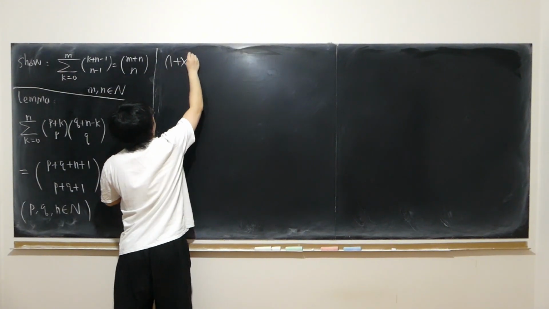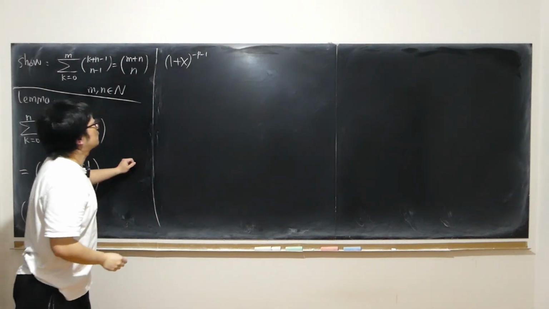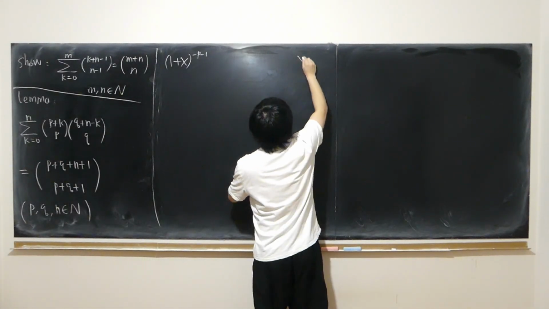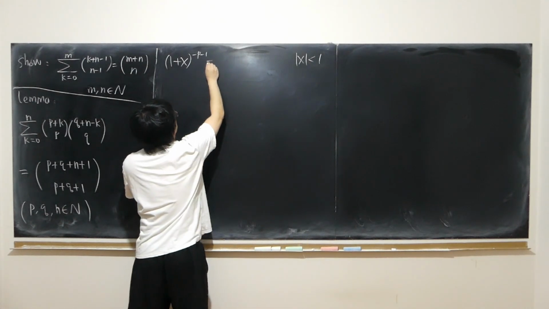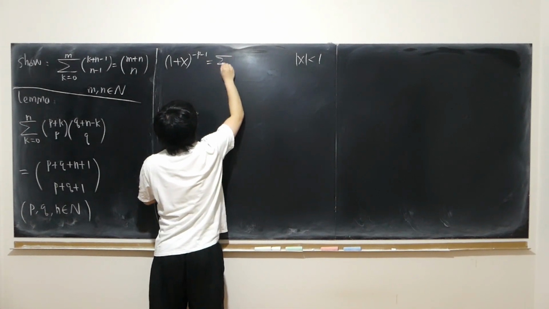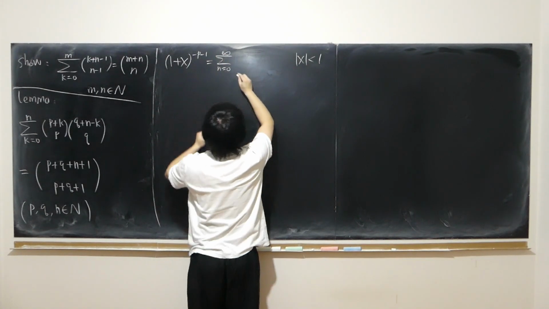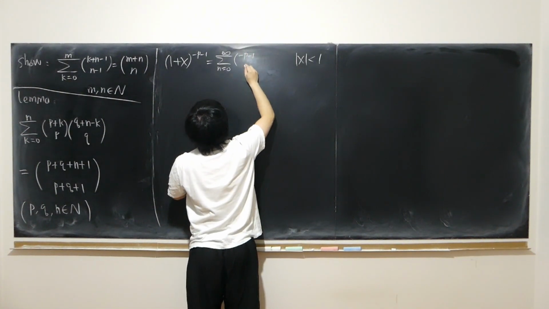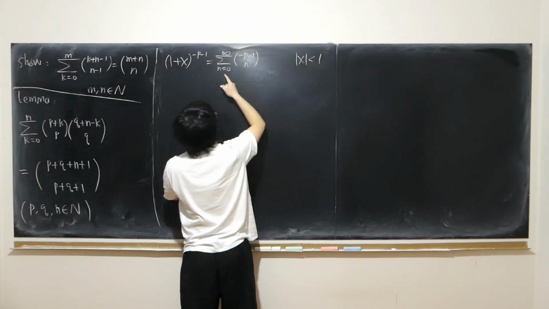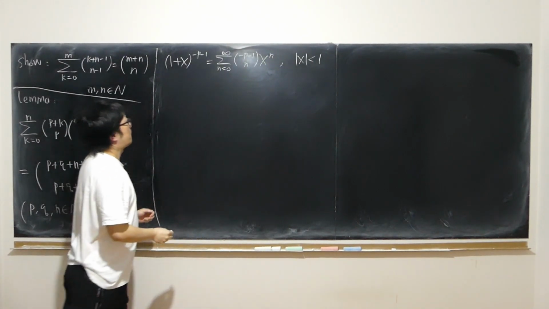1 plus x to the power of minus p minus 1, where I require the absolute value of x is less than 1. So that is equal to this power series. We have the formula. Once we expand that, we have minus p minus 1, choose n, n goes from 0 to infinity, x to the power n.